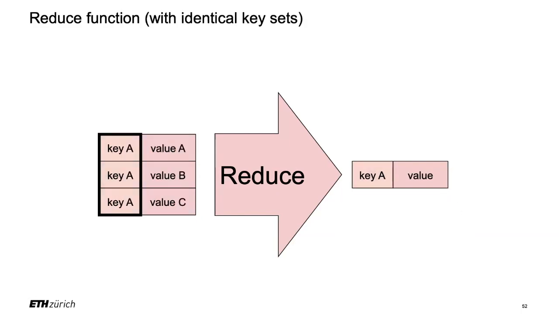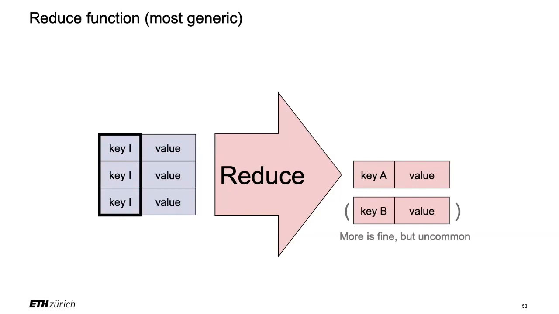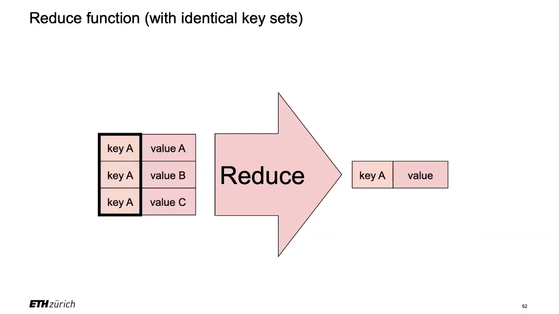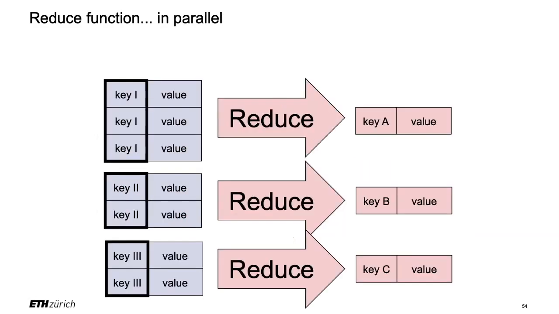Now, this is just to make clear that generically I said 0, 1 or more. So you could have 0, you could have 1, you could have 2, you could have any number you want. It's just that in general, it's just 1 in 80% of the cases. Okay, so this reduce function, of course, has to be called for every partition of the intermediate data, right? So it's called for key 1, it's called for key 2, it's called for key 3, and so on.